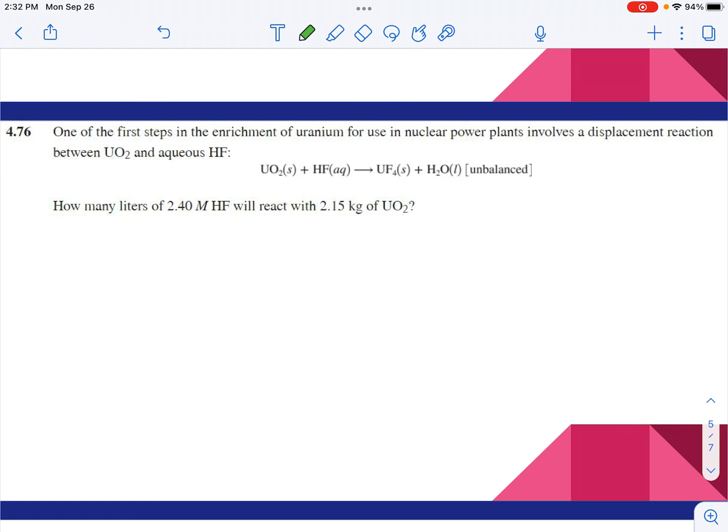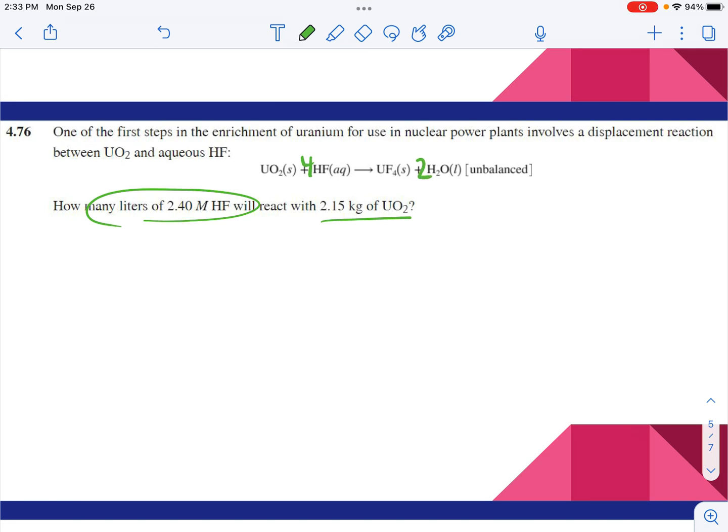So the first thing that I need to think about here is that they've given me an equation, but they said it was unbalanced. And then I'm going to react 2.15 kilograms of UO2, and they want to know how many liters of 0.24 molar hydrofluoric acid would react with that. So the first thing I need to do is balance my equation so that I can use that in my stoichiometry. This is a pretty easy one to balance. I need 4 HFs to take care of the 4 fluorines, and then that means I need 2 waters, and then everything else should balance.